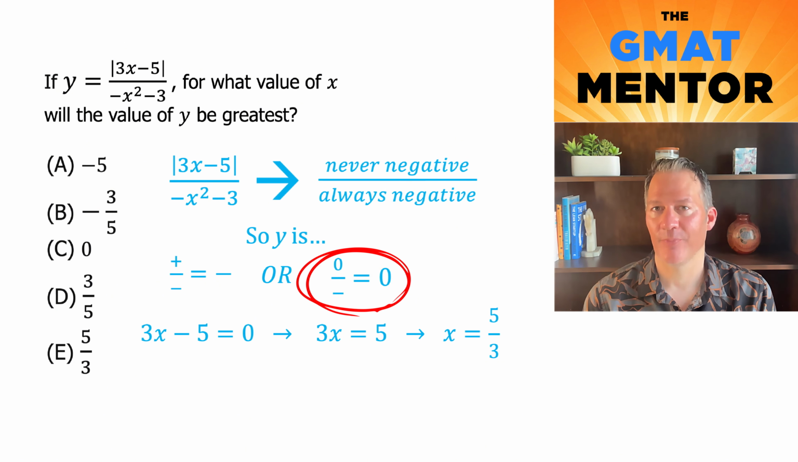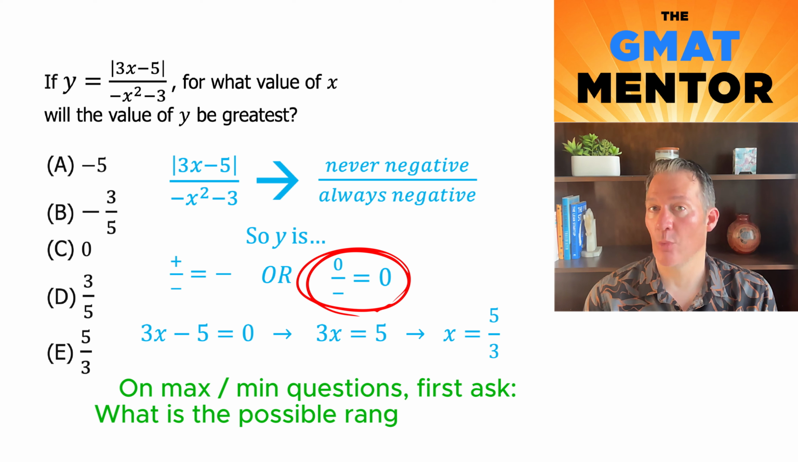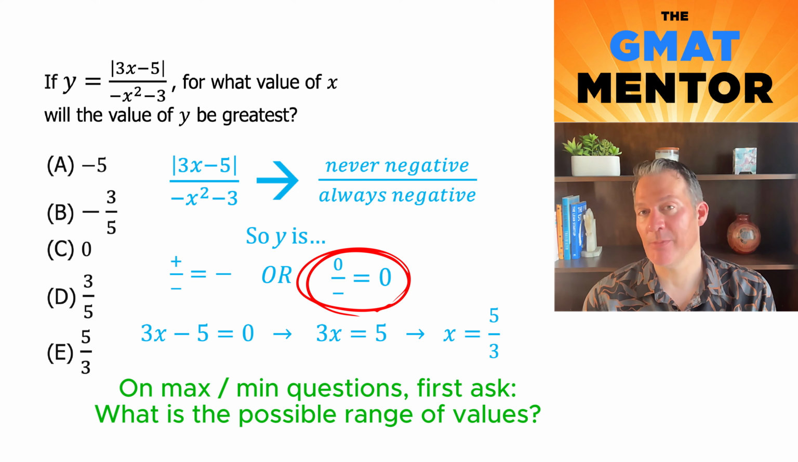The answer is E. The big lesson, when the GMAT asks you to maximize or minimize something, don't just start calculating. First ask what range of values the expression can even take. Here, once we knew that y couldn't be positive, we could see that 0 was the greatest possible value, and that unlocked the whole problem. Hopefully that helps the GMAT make sense.